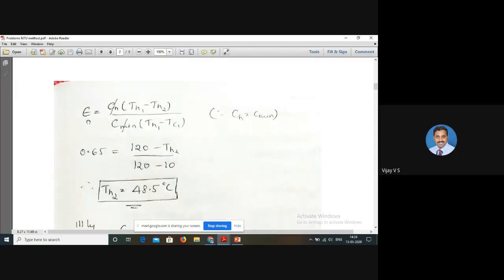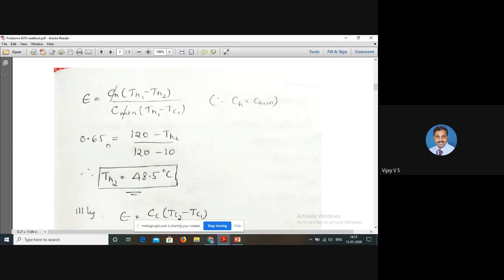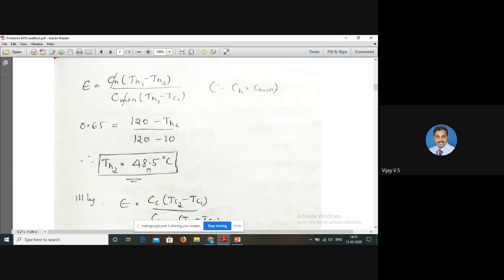Now I know the effectiveness formula, that is given by, use the first formula, CH into (TH1 minus TH2) divided by C minimum into (TH1 minus TC1). So here CH and C minimum are equal, so they get cancelled. Therefore, with effectiveness already known, I find the exit temperature of hot water, 48.5 degrees.